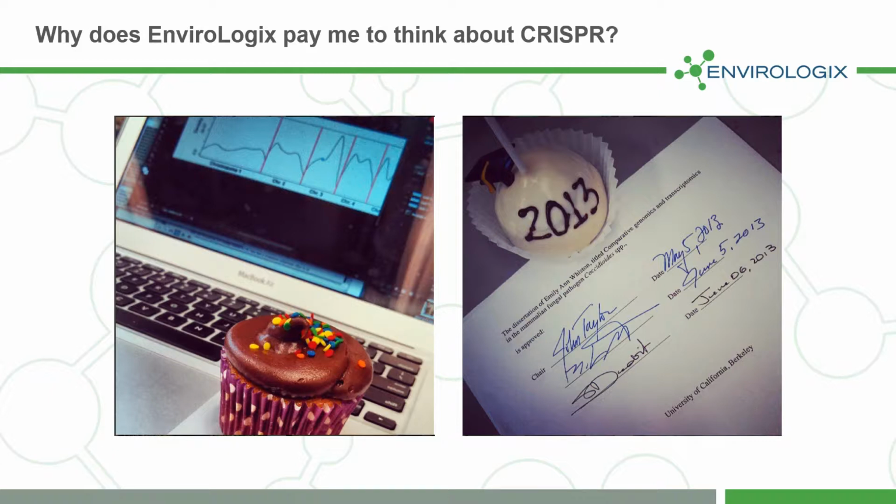Our diagnostics are sold starting with trait development and seed breeding and then through the grain handling and processing space. EnviroLogix specifically pays me to think about CRISPR because my background is in molecular genetics and comparative genomics, so that's a lot of the science that makes genetic editing possible. So I spent my PhD work looking at whole genomes, comparing millions of bases across many organisms, and thinking about the small and large changes that can impact traits on the back end.